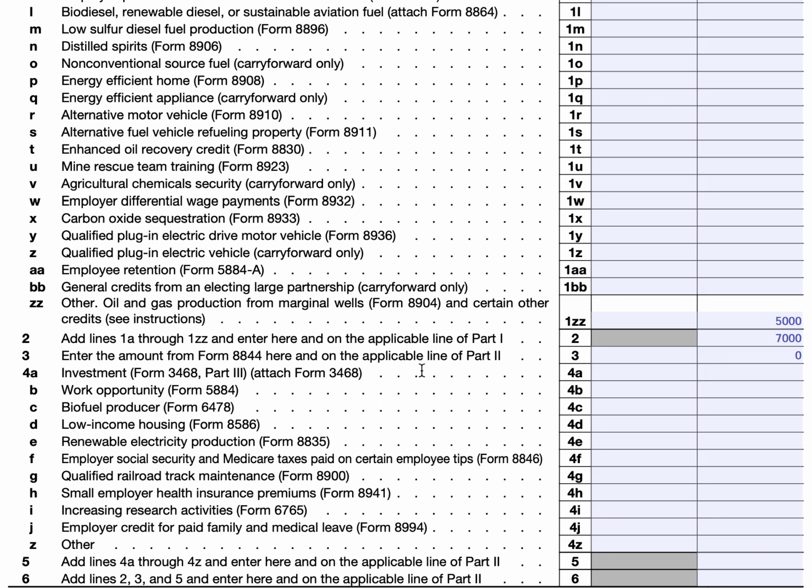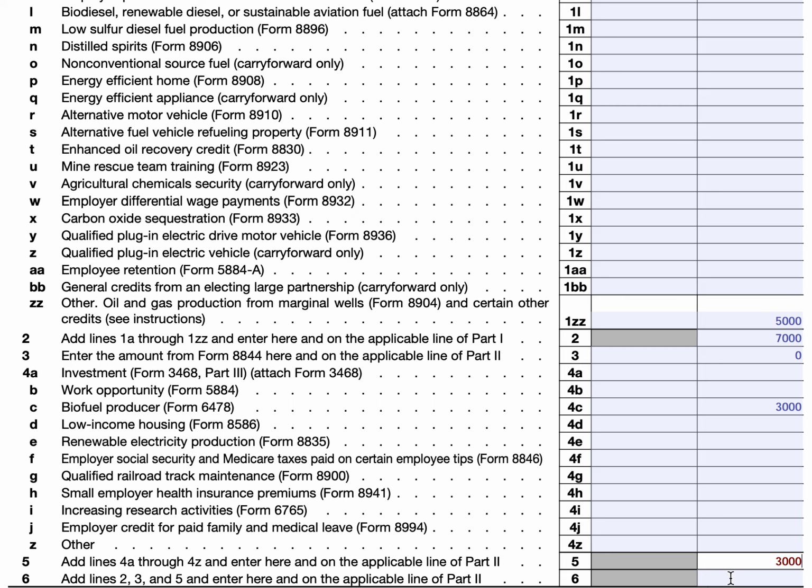So in line 4A, you have a similar series of different credits, so you'll combine those as well. Let's just say we have $3,000 of credit from biofuel producer. As a biofuel producer, you'll enter the total of all of those credits in subline 4 here, and then we'll carry them up to part 2, and we'll see that in a moment.